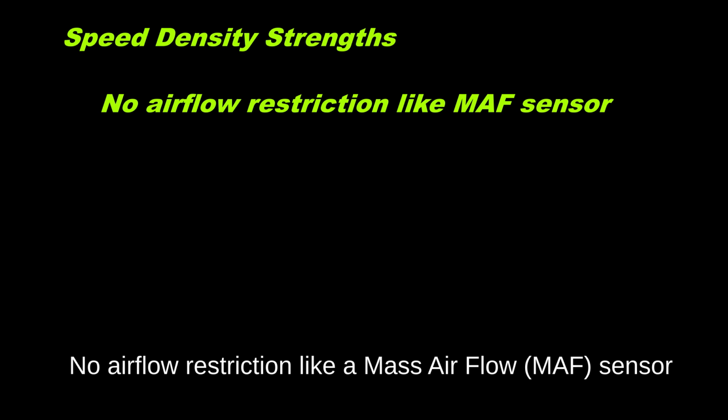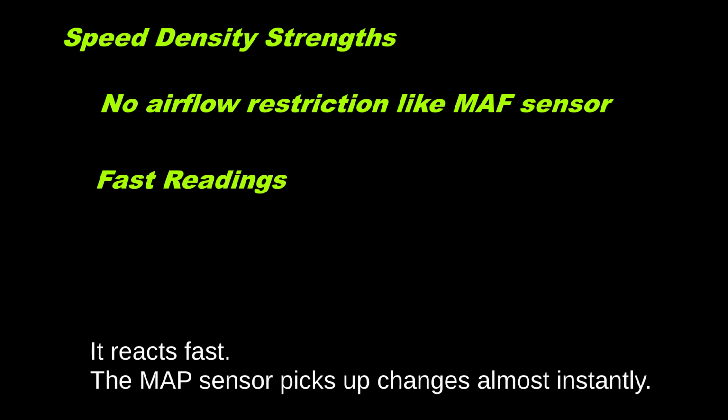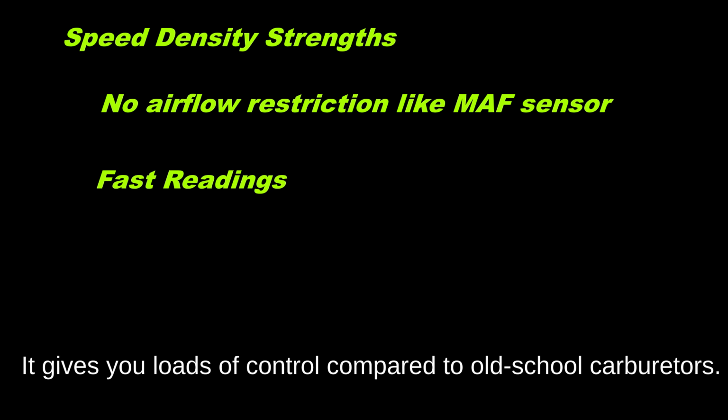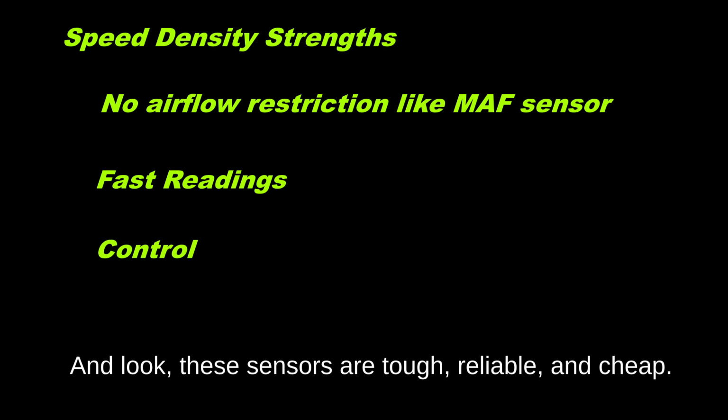And now for the fun part, why this system rocks and where it stumbles. Strengths: no airflow restriction like a mass airflow sensor. Air just breezes right in. It reacts fast. The MAP sensor picks up changes almost instantly. It gives you loads of control compared to old school carburetors. And look, these sensors are tough, reliable, and kind of cheap.